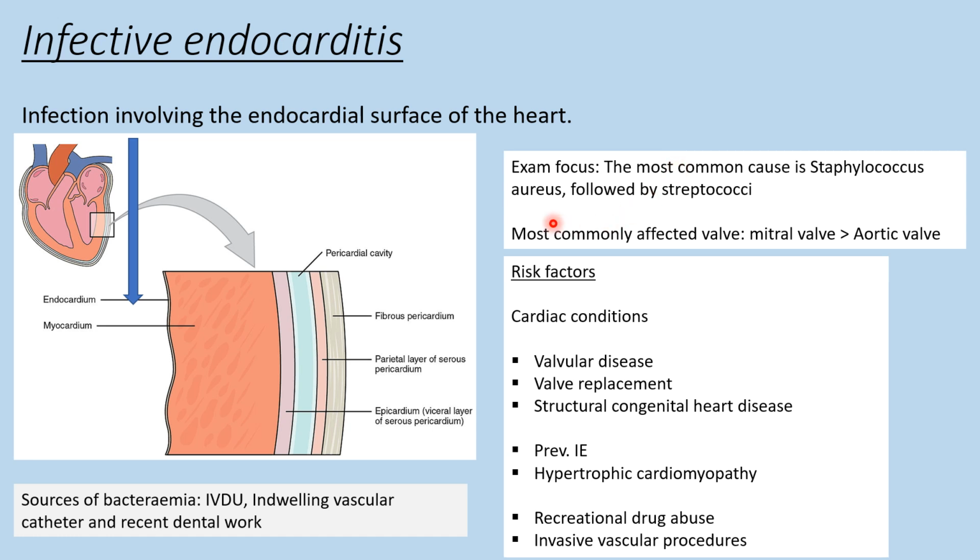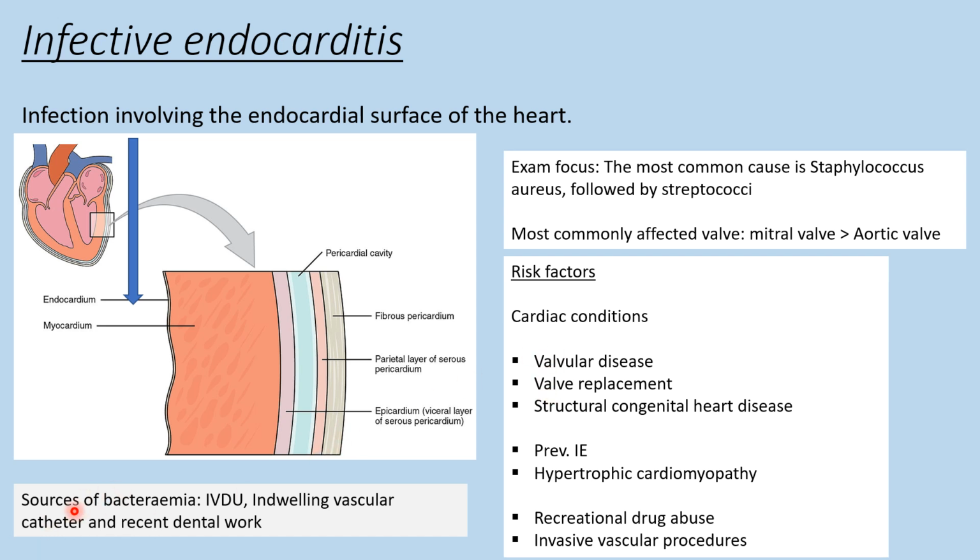Now, it can affect the valve. Most commonly affected valve is the mitral valve, followed by the aortic valve. Risk factors are really important for you, as a hint, to diagnose that this is infective endocarditis.